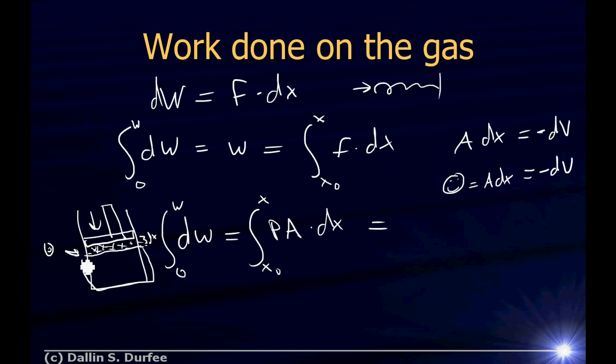so I'm going to define that to be negative dV. So V is the volume of the gas. When the gas gets smaller, positive work is done. I have to push down and compress the gas. That's positive work being done on the gas.